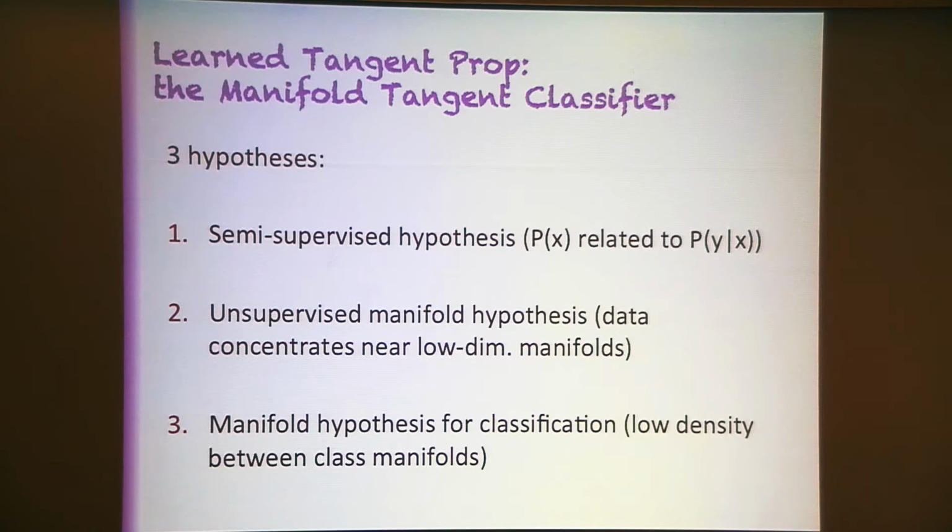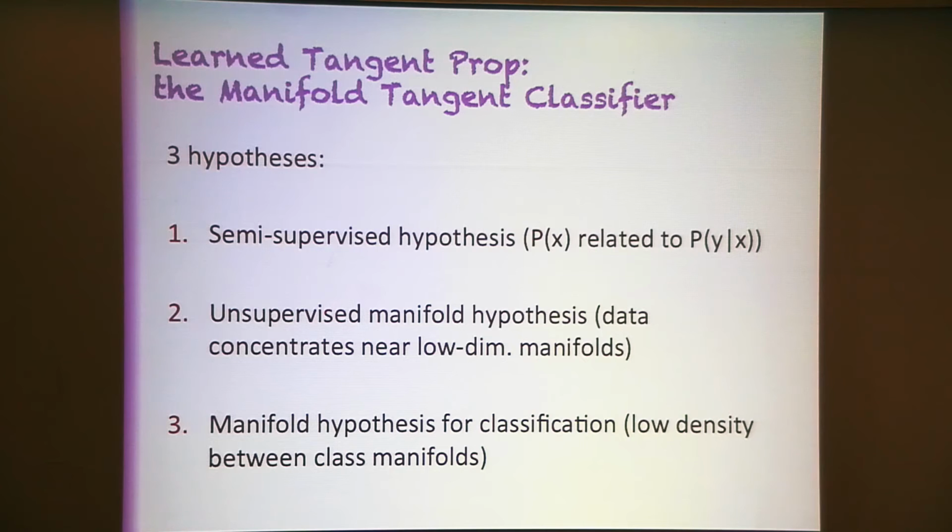At the last NIPS, we had a paper which won an award, which uses the contractive autoencoder and exploits the geometric intuition behind what it's doing, and allowed us to get really good results on different data sets, including the old MNIST. It exploits three hypotheses that we've been talking about. There's the semi-supervised hypothesis, which says P of x, the input distribution, is related to P of y given x. So this is the thing we want to predict.